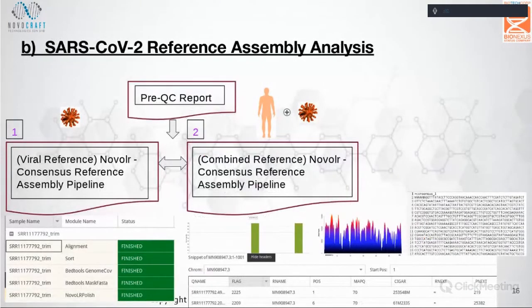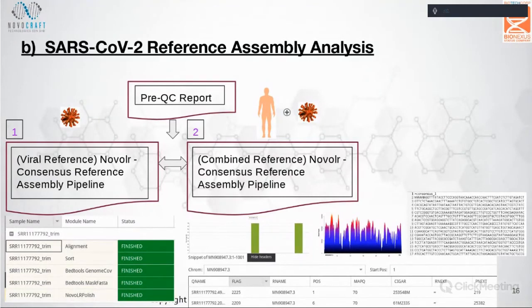Next, we are looking into the second pipeline. The second pipeline is for the virus reference assembly analysis. It has two different sub-pipelines, which are viral reference novoLR and combined reference novoLR. Users can choose either the viral reference novoLR pipeline for virus reference genome only, or the combined reference novoLR pipeline if the user wishes to use virus plus human as their reference genome.